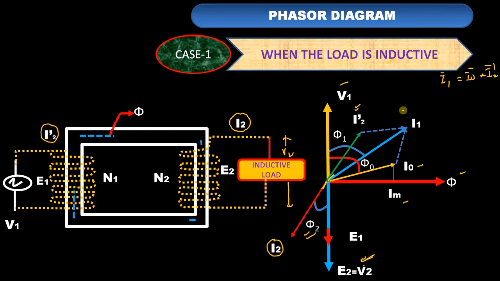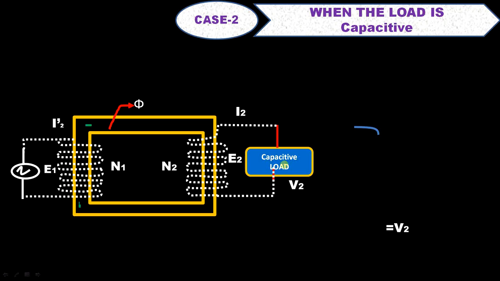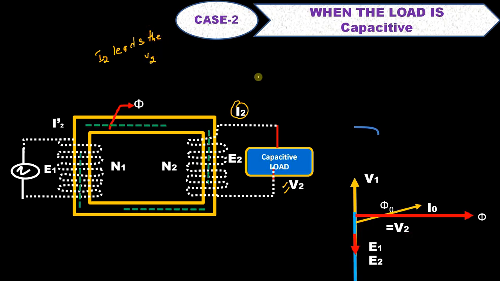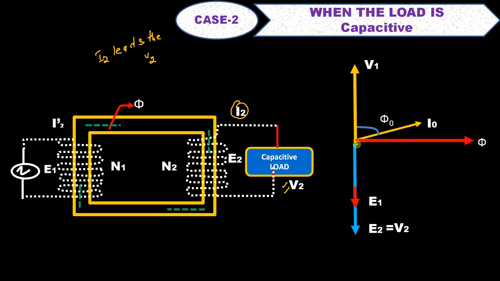Okay. Now similarly, when the load is capacitive, the current I2 leads the V2, as shown in the figure. Leading means it will come somewhere here, this side. See here, this is I2 leading the V2 by an angle of phi 2. Now we know I2 and I2 dash both are opposite to each other, so I2 dash comes somewhere this side. So see here, this is I2 dash.